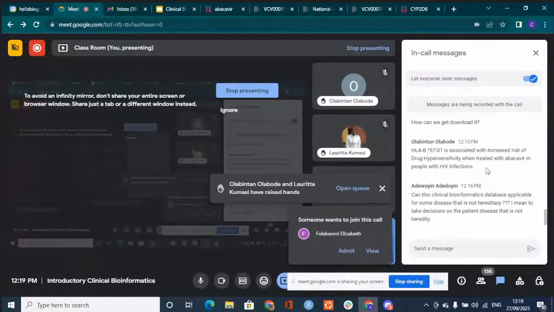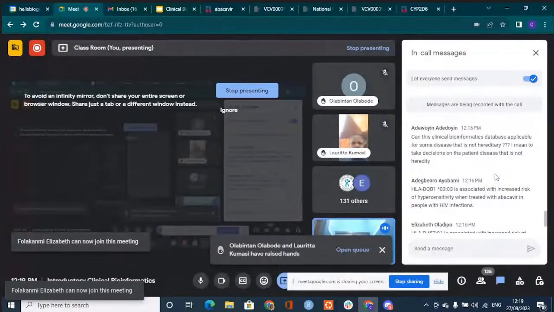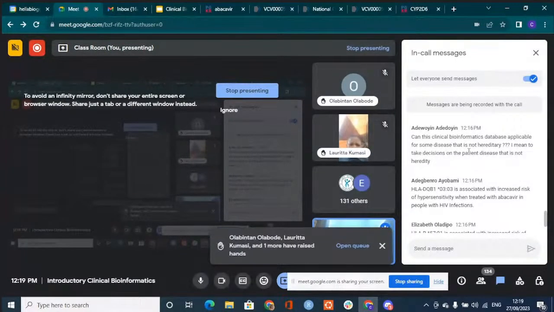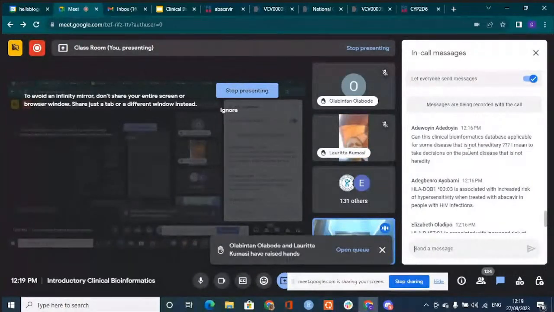So I believe we got that. So HLA, another is HLA. So you are all right. Can the clinical bioinformatics database be applicable for diseases that are not hereditary? I mean, to take decisions on patient data that is not hereditary.